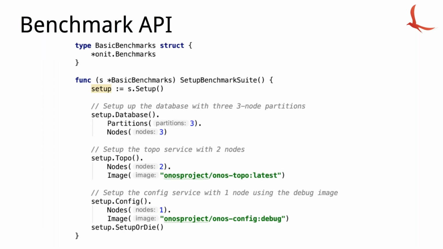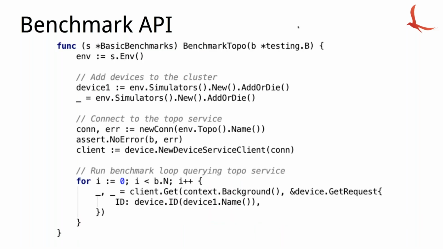And this also works for benchmarks. So this is the benchmark API. It looks very similar to the test API, but there's just a different interface to implement. You can set up a benchmark suite, and this just uses the Go benchmark library. So you run it just like a test, except you use the testing.B interface, and you can use that to run a benchmark just like you would in any other Go program, except this one is run inside Kubernetes.